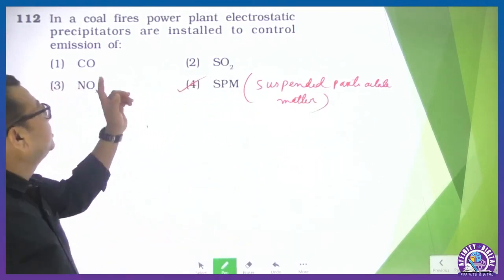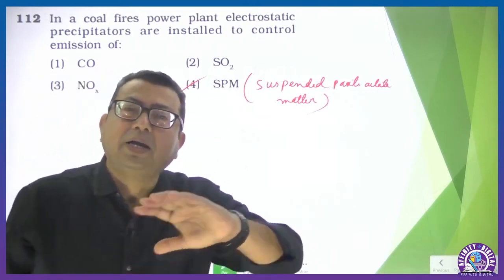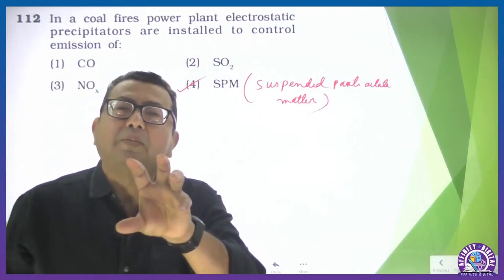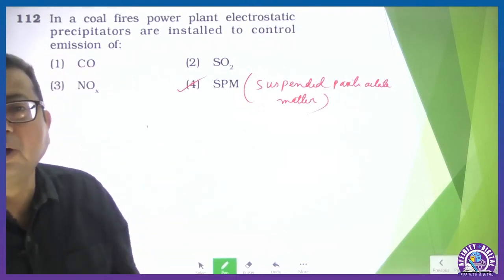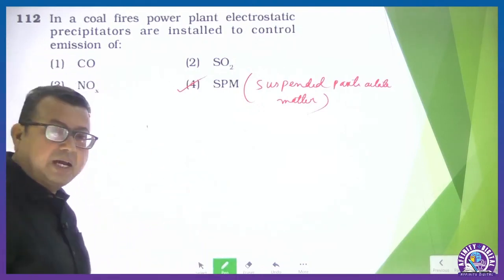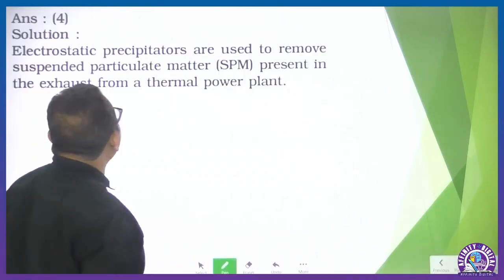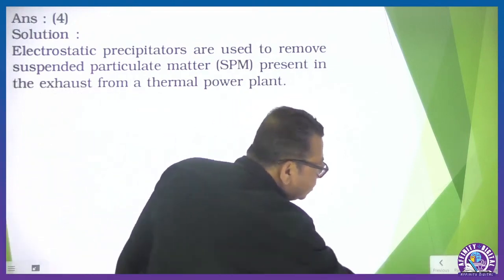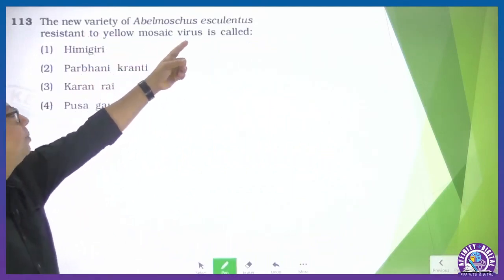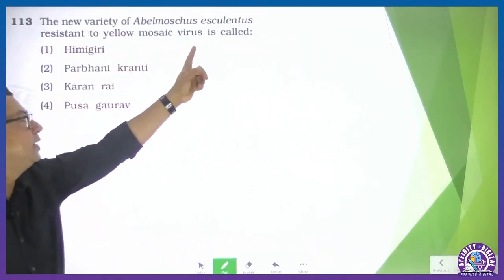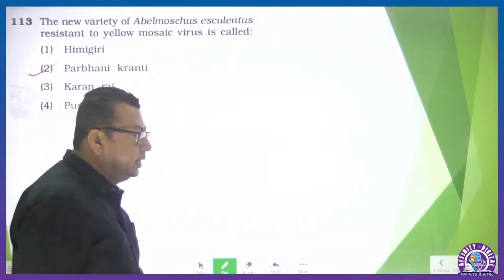So electrostatic precipitators are used to remove suspended particulate matter. And a scrubber is also a device which is used to remove gaseous pollutants. Which device is used to remove gaseous pollutants? Scrubber, S-C-R-U-B-B-E-R. Moving on to the next question. The new variety of Abelmoschus esculentus resistant to yellow mosaic disease is called Parvani Kranti.